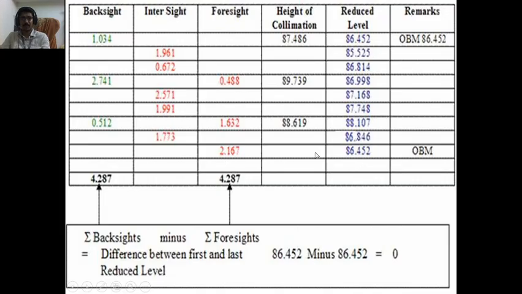So the check here is sum of backsight minus sum of foresight. Here it is the same, it may differ also, minus last RL minus first RL. Here it is the same, so both our results are 0. The terrain is approximately flat, right? So this is how the height of instrument tabulation looks like. The computation can be made.